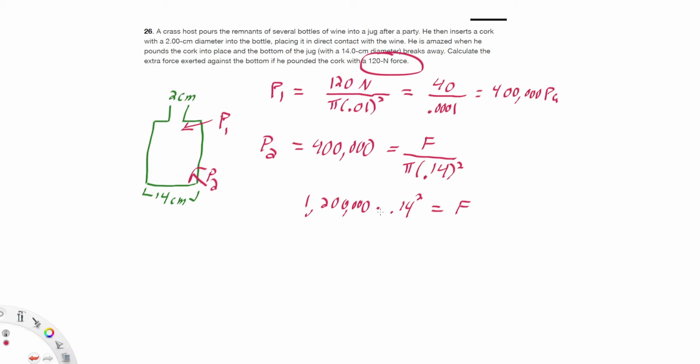Okay. I'll pull one out too. 0.14 squared times 1.2 million is 23,000. Yep, that's what I got too.